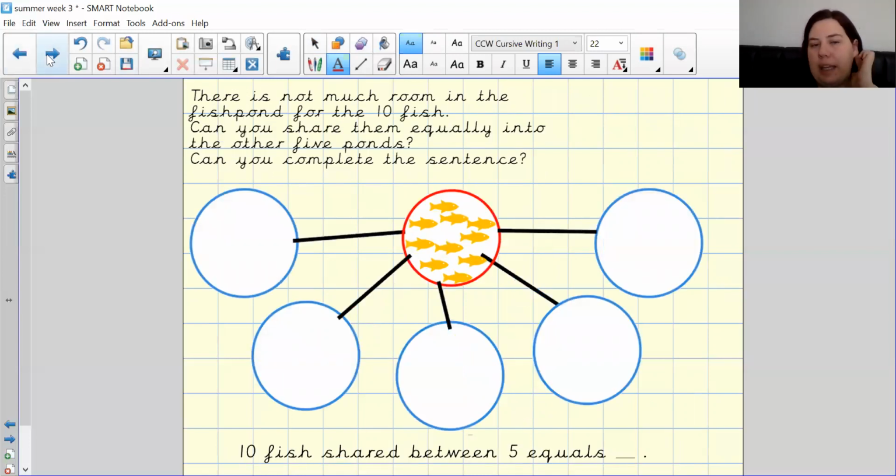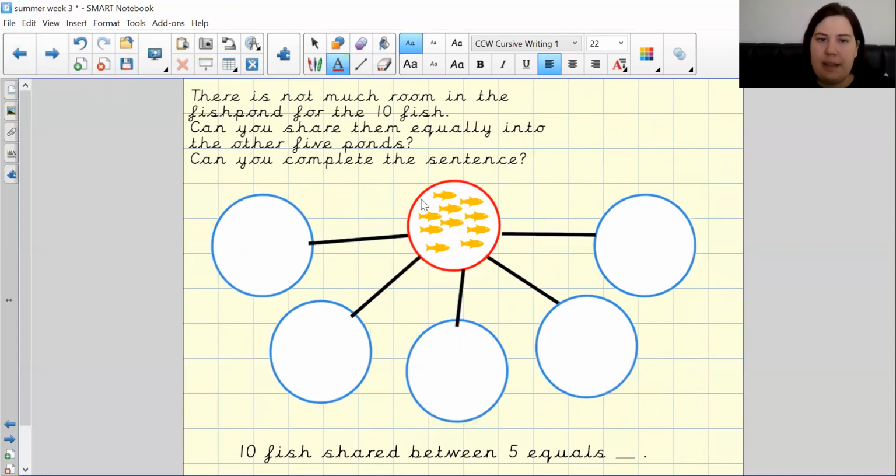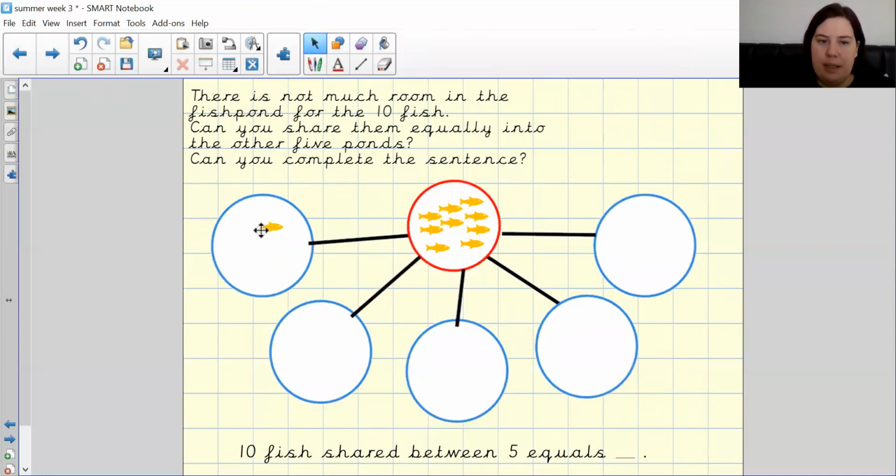And it's the same thing if you have more groups. So I asked you to do extra parts at the beginning. This is because we don't always share between 2. We could share between 5. So I've made 5 parts this time instead of 2. Okay, so I still have my 10 and this time I'm going to share them into 5.